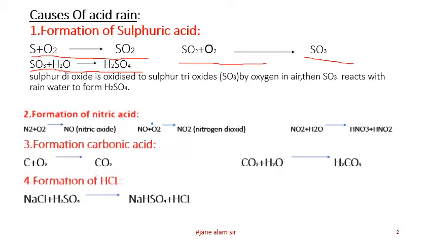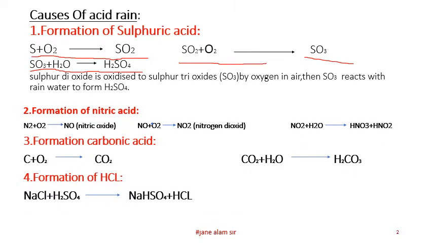Next, formation of nitric acid. Automobile engines by internal combustion produce oxides of nitrogen. Electric sparking in the sky produces NO, nitric oxide, which is then oxidized to nitrogen dioxide. Nitrogen dioxide combines with rainwater to form HNO3.